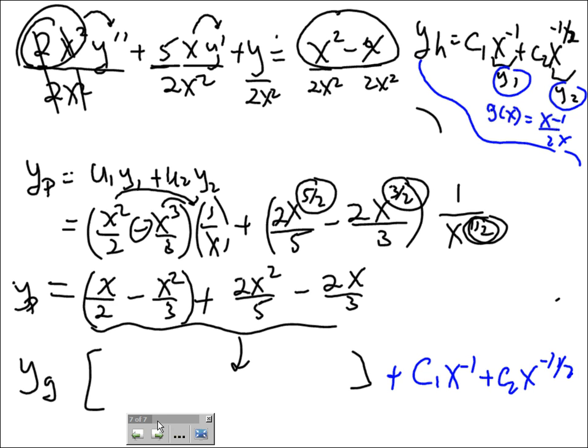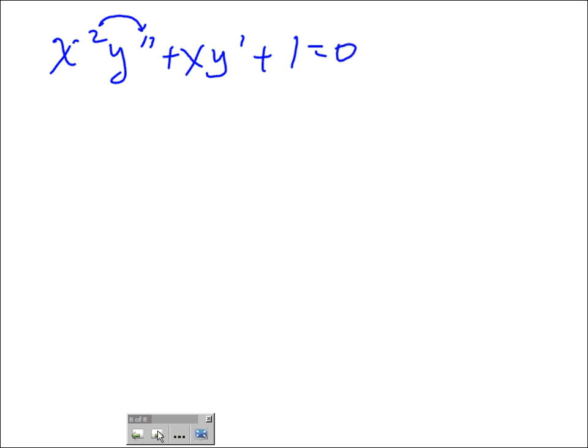Okay, try another one, please. Suppose you have x squared y double prime plus xy prime plus y is 0. Now this one's going to be different because the quadratic equation we're going to get is going to give us complex roots. Since it is in Cauchy Euler form, those match, the understood number by the x and the prime matches, everything matches, and this should be plus y, excuse me.